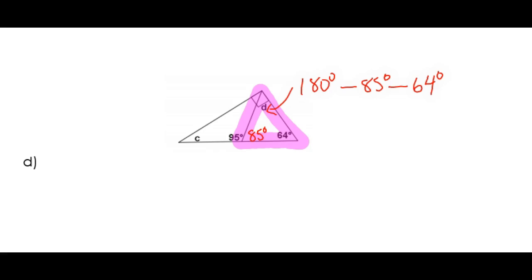So, double checking with my calculator, if you feel like you need to, just to be extra safe, I can tell that angle D has a value of 31 degrees. So I'm going to put that in. So I've solved for D. D is equal to 31 degrees.